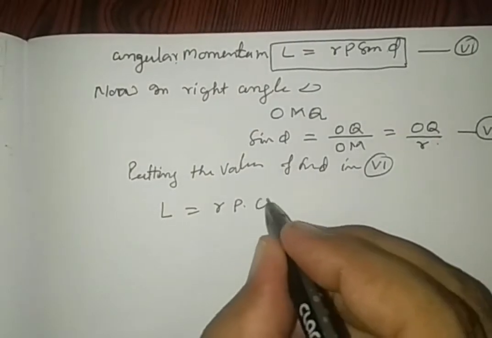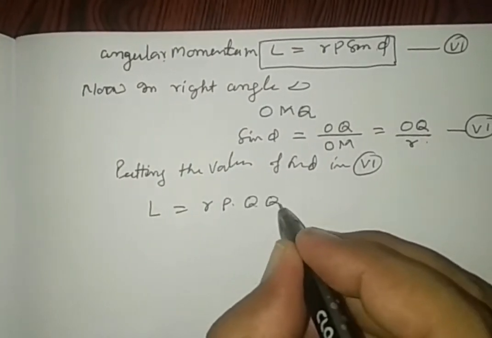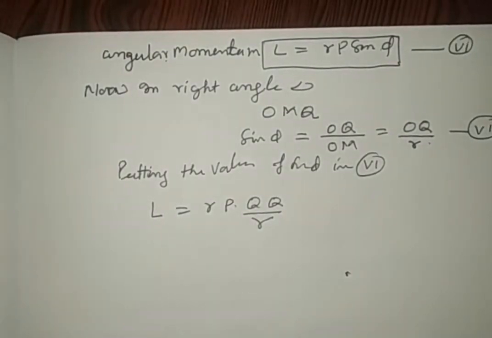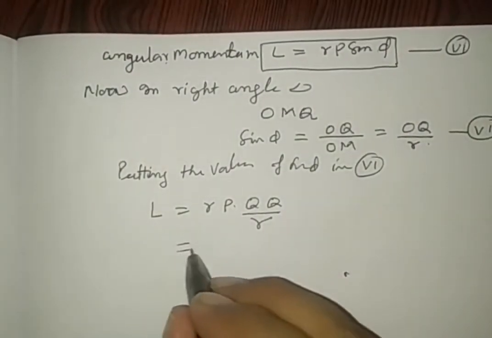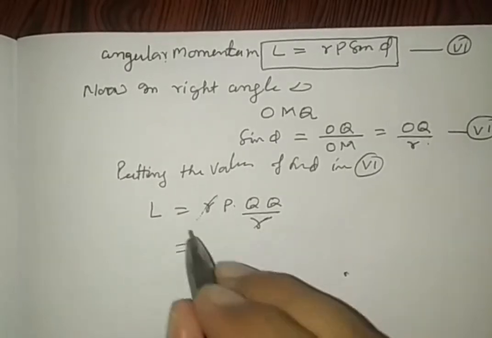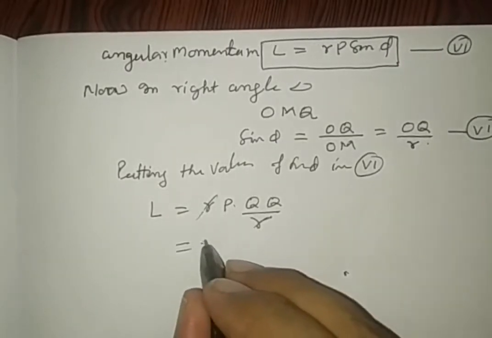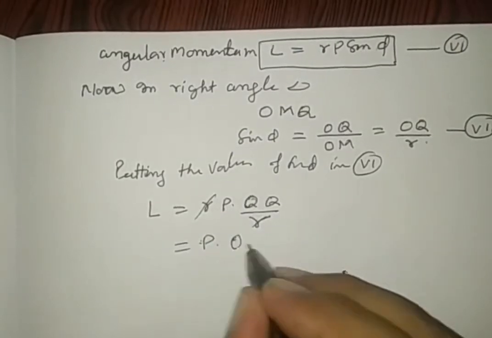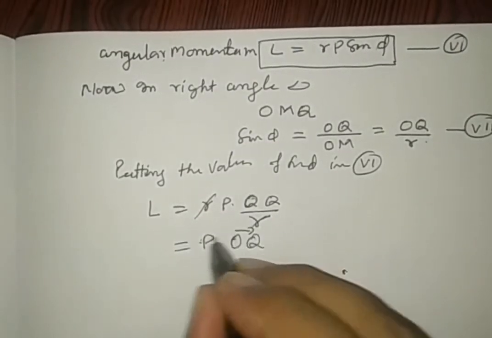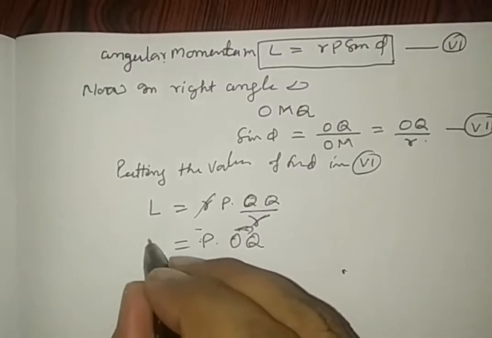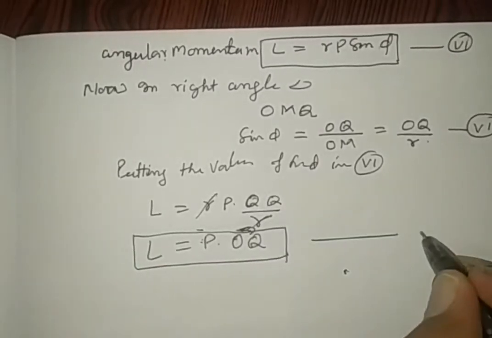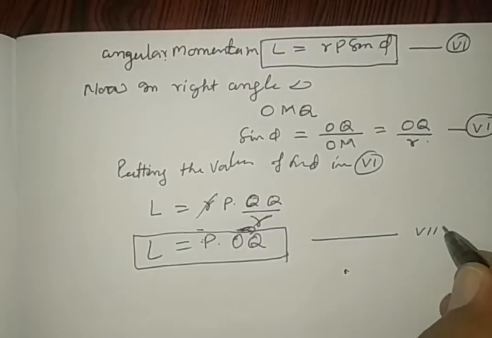Sin phi is OQ by R. Or it can also be represented, R is cancelled by R. It is P into OQ, L. See in the mathematical form in this way, it is equation number 8.